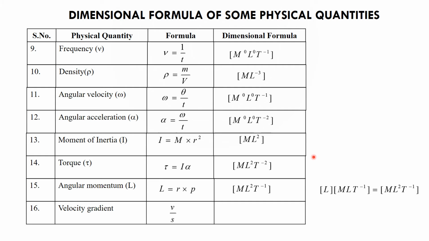Velocity gradient, that is velocity by distance or length. So velocity is LT^-1 divided by L. L cancels out. So T^-1. Can you see here, frequency, angular velocity and velocity gradient have the same dimensions.